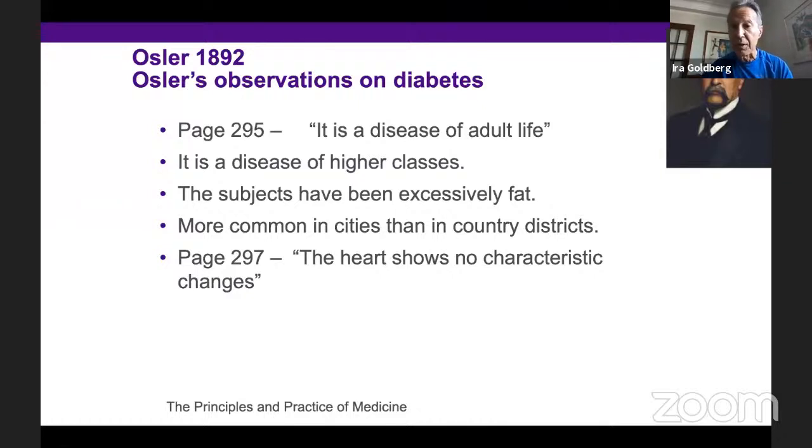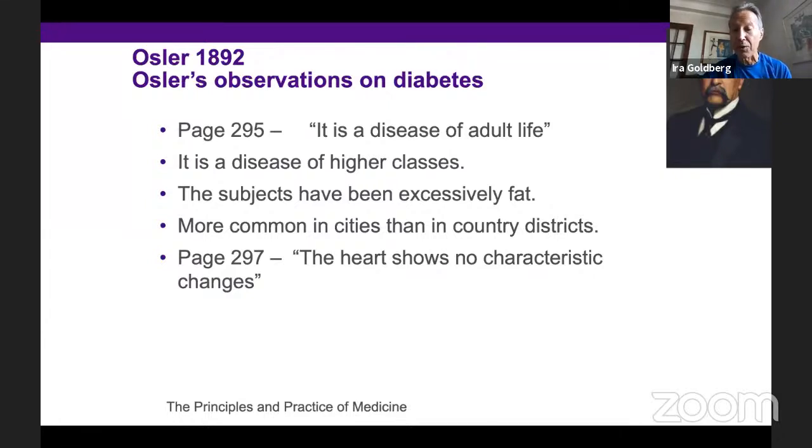But this is no longer true. In fact, type 2 diabetes is, at least in the US, more of a disease of lower classes than higher classes. Those are the people who eat fast foods and don't exercise a lot. So subjects have been excessively fat, and that's still true. It's not more common anymore in the cities than the country. In fact, we're seeing a lot of diabetes in the countryside. Back in 1900, the people in the country were farmers, they were thinner, they worked on the farms, and so they had less diabetes. The last statement is totally wrong, right?